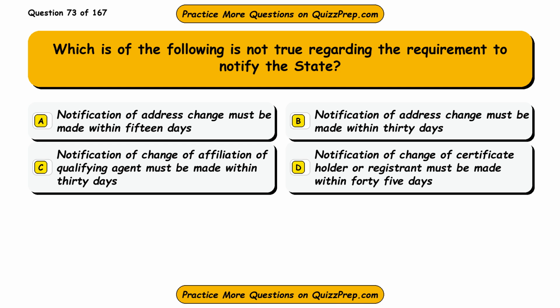Question 73. Which of the following is not true regarding the requirement to notify the state? Option A, notification of address change must be made within 15 days. Option B, notification of address change must be made within 30 days.